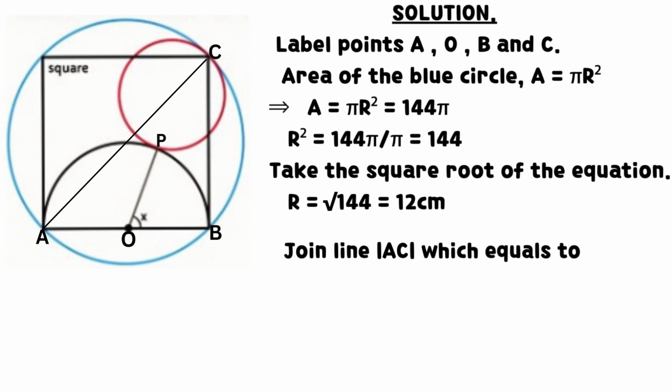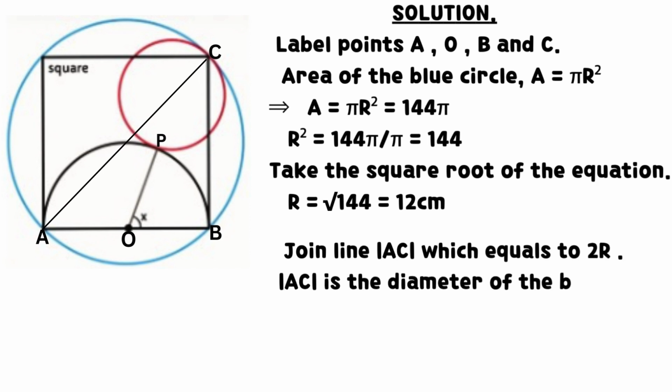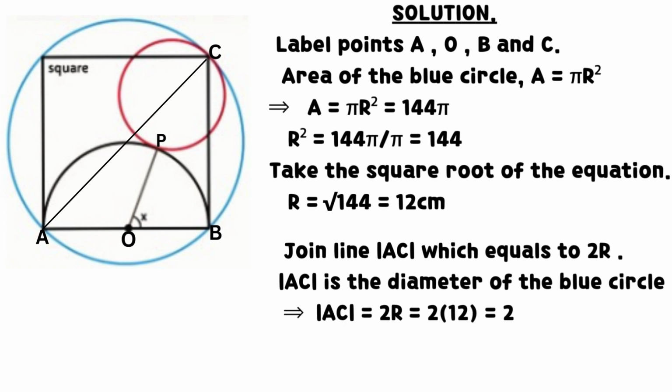Join line AC, which equals 2 times r. The length of line AC equals the diameter of the blue larger circle. It follows that AC equals 2 times r, which equals 2 times 12. The result equals 24 centimeters.